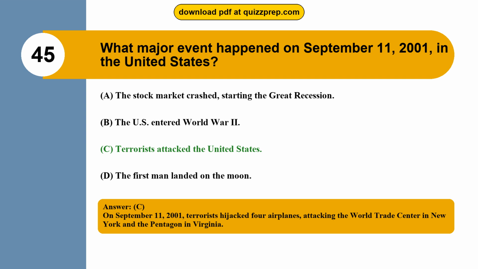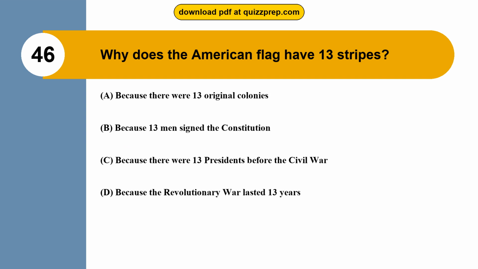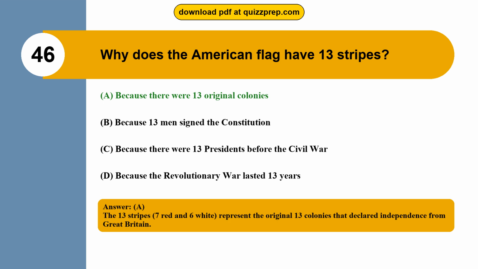Question 46. Why does the American flag have 13 stripes? Option A. Because there were 13 original colonies. Option B. Because 13 men signed the Constitution. Option C. Because there were 13 presidents before the Civil War. Option D. Because the Revolutionary War lasted 13 years. The correct answer is option A, because there were 13 original colonies. The 13 stripes, 7 red and 6 white, represent the original 13 colonies that declared independence from Great Britain.